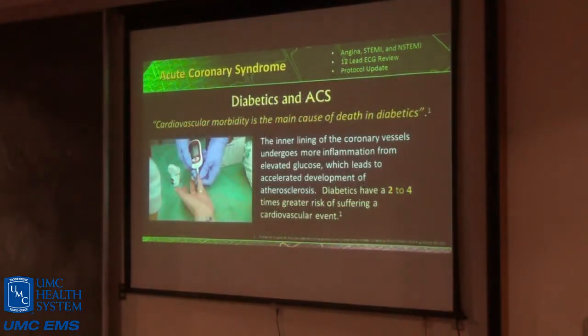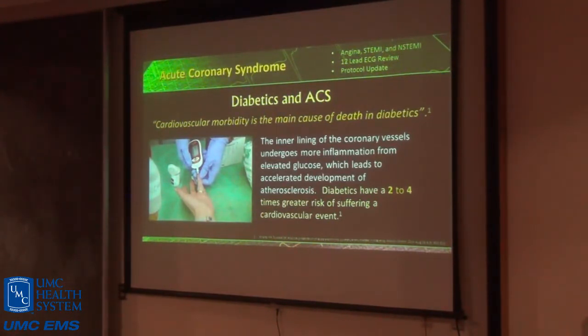We talk about our diabetics. Cardiovascular morbidity is the main cause of death in our diabetic patients. The inner lining will stay inflamed from the diabetes, from elevated blood sugars. If their A1C may be elevated to 8 or 10, they may be a chronic diabetic patient. Well, they may have chronic inflammation in their coronaries all the time. So that's why we may not see them present with that chest pain.